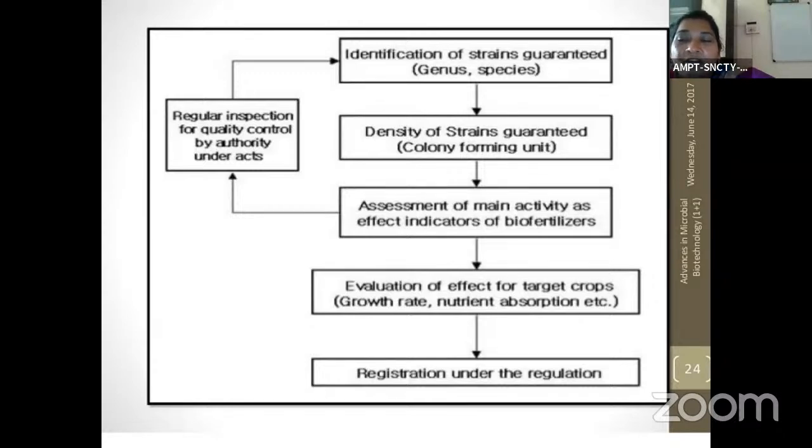And the biofertilizers, whatever we are releasing in the market or selling from the particular production unit, you should get a registration from the state government under the regulation. Then only marketing will be possible for production and marketing of biofertilizer in different states. These are the regulations one should maintain for production and selling of biofertilizers in the market.